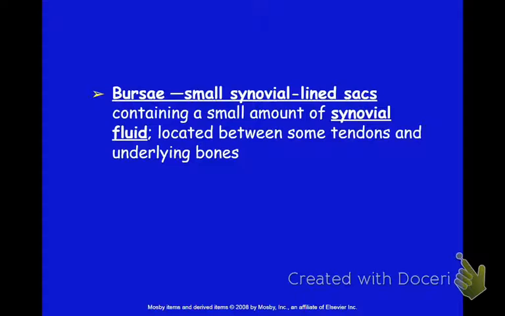Bursae are another way that we reduce friction in tendons, where the tendon is protected from the bones underneath it. Okay? So these are little cushioning pads, just like little gel packs. And the gel inside is synovial fluid.